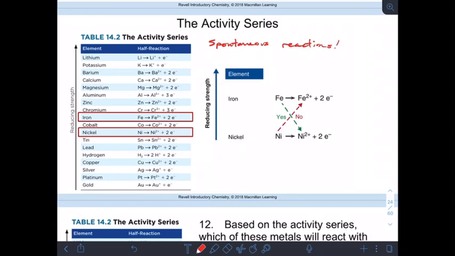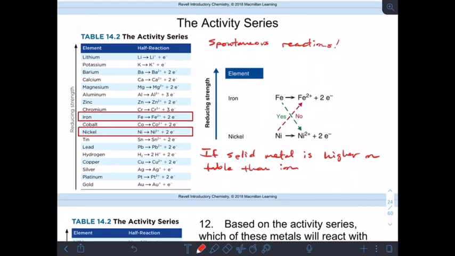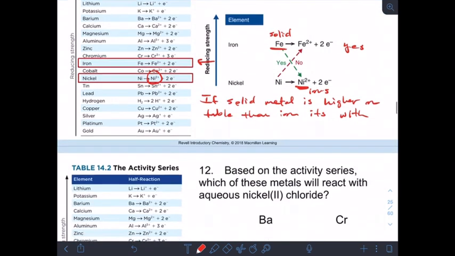The way to tell is if the solid metal is higher on the table than the ion it's with. So in the case of solid iron with nickel ions, find the metal on the table. That's the iron. Is it higher on the table than the ion, that would be the nickel 2+? Then yes. That's sort of what this red and green crisscross thing is showing. So let's do a little bit of practice.